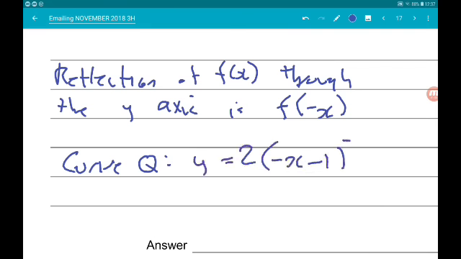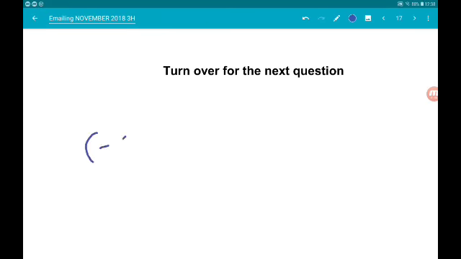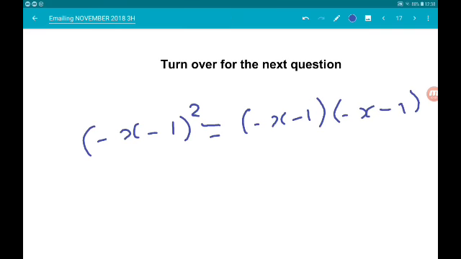Now let's expand (minus x minus 1) squared. So this means (minus x minus 1) times (minus x minus 1). So that's going to give us positive x squared. Now we're going to get minus 1 times minus x twice. So that's going to give us positive 2x.